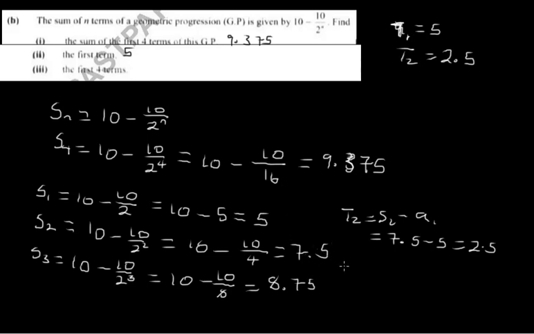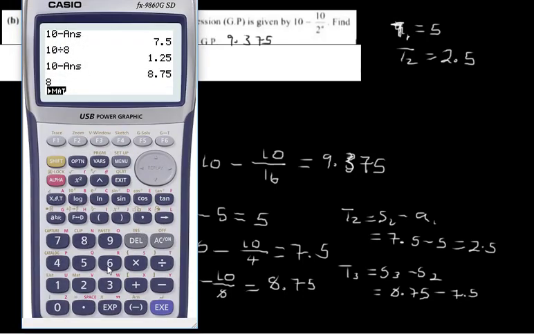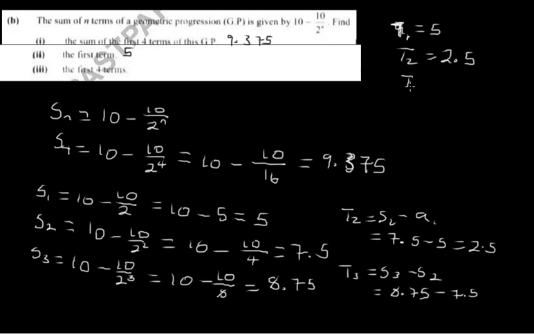So to find the third term, we'll simply say the third term is equal to the sum of the first 3 terms minus the sum of the first 2 terms, which gives us 8.75 minus 7.5. So get our calculator, we have 8.75 minus 7.5 gives us 1.25. So term 3 equals 1.25.